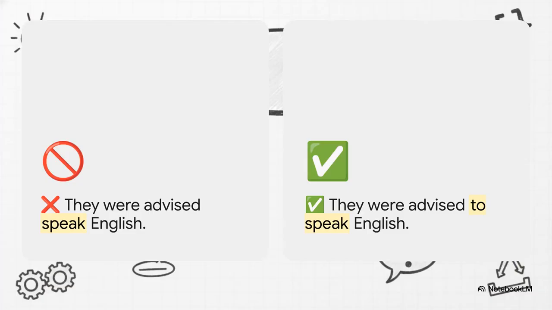Let's treat this next bit kind of like a troubleshooting guide. We're going to walk onto a few grammatical crime scenes to figure out exactly which part of our trusty formula went missing. Take a listen to our first crime scene. They were advised to speak English. Can you spot what's missing? Yep, it's the to marker.